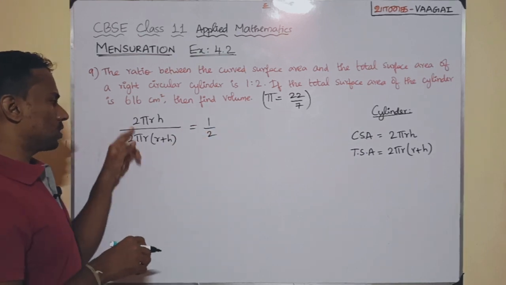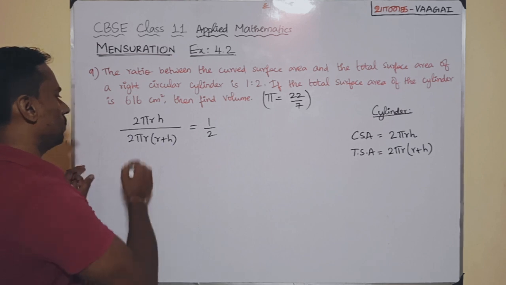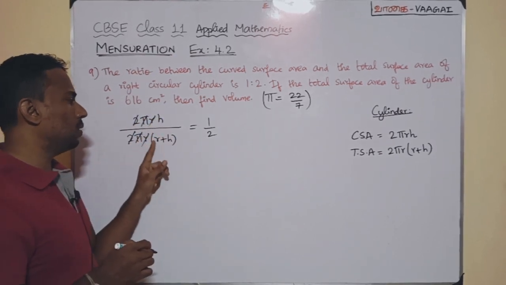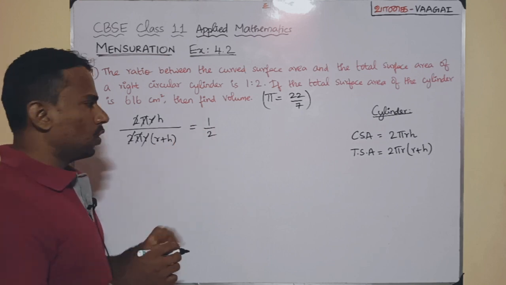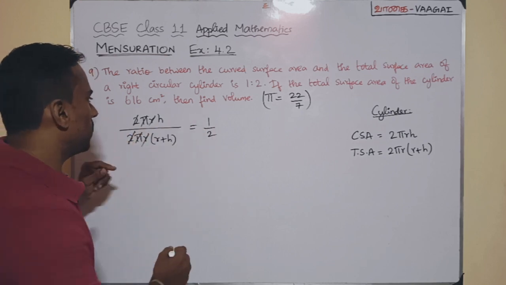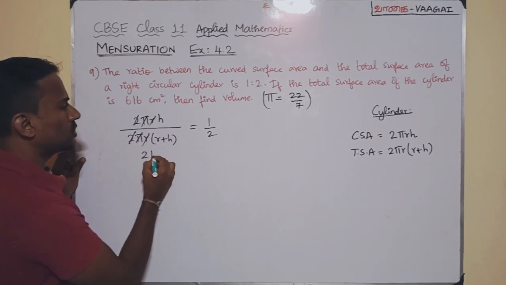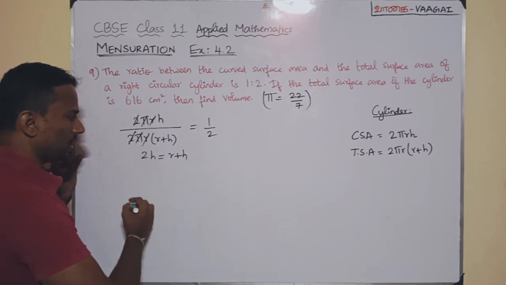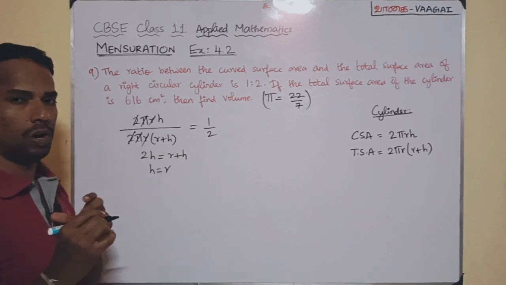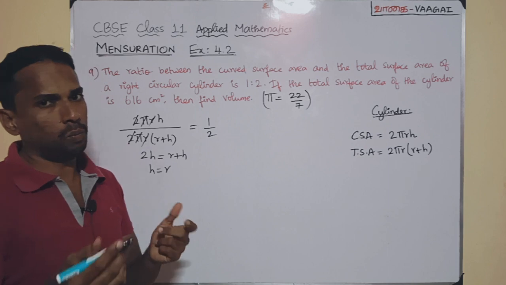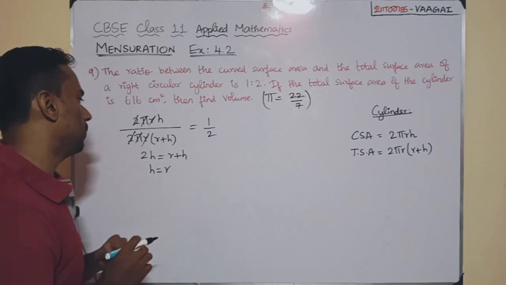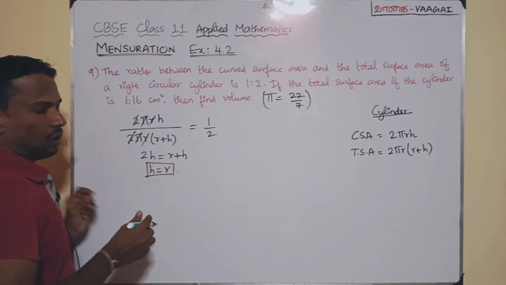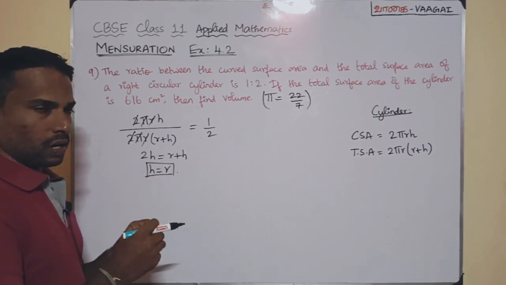Now let's simplify this. I can cancel 2πR from both numerator and denominator, so I will have H/(R + H) = 1/2. When we cross multiply, we get 2H = R + H, and hence H = R. So now we understand that H and R are numerically equal.